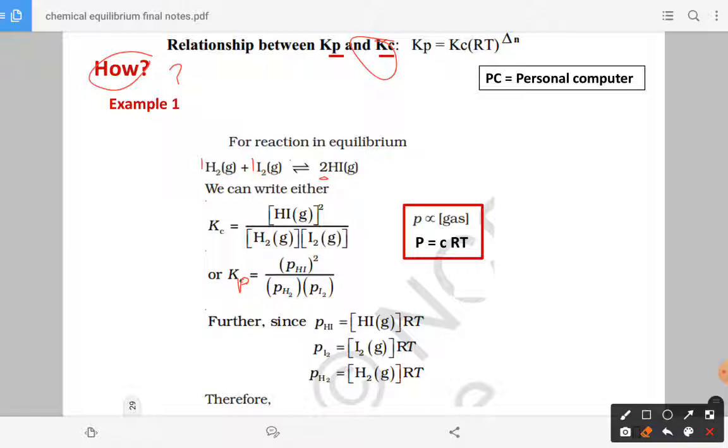Now, since from the above equation we already have P equal to C into RT, you have to take the molar concentration into RT. So the partial pressure of HI is the molar concentration of HI into RT. The partial pressure of I2 is the molar concentration of I2 into RT. The partial pressure of hydrogen is the hydrogen molar concentration into RT. Now substitute all the values in the above equation. Let us go to the next slide.